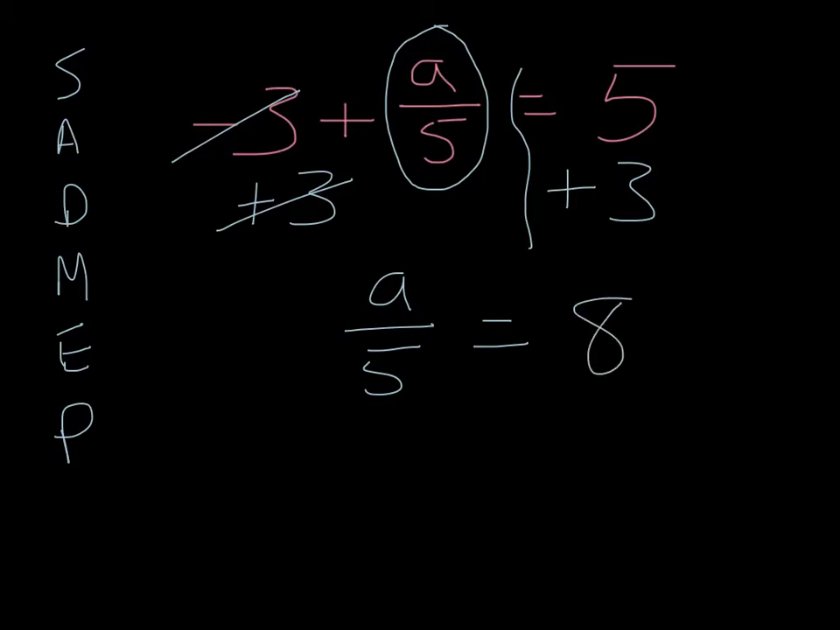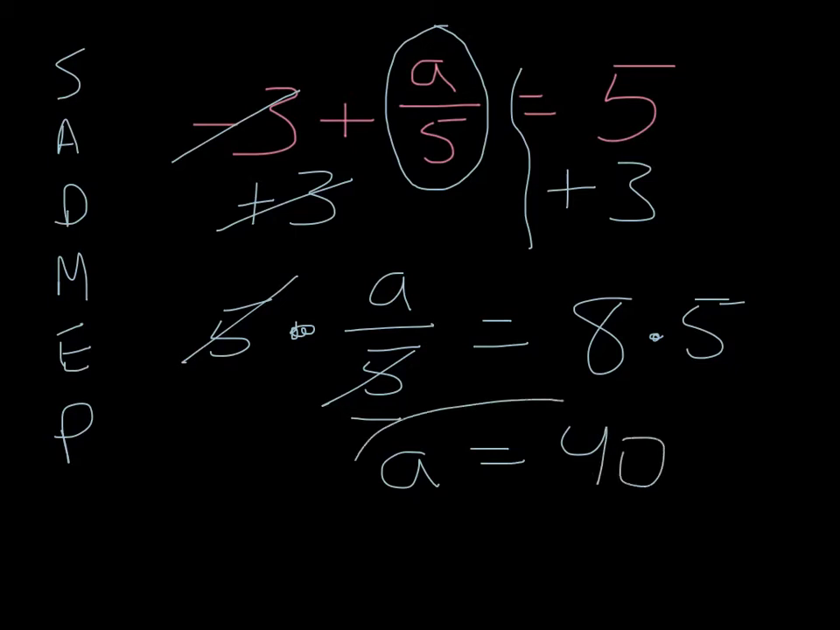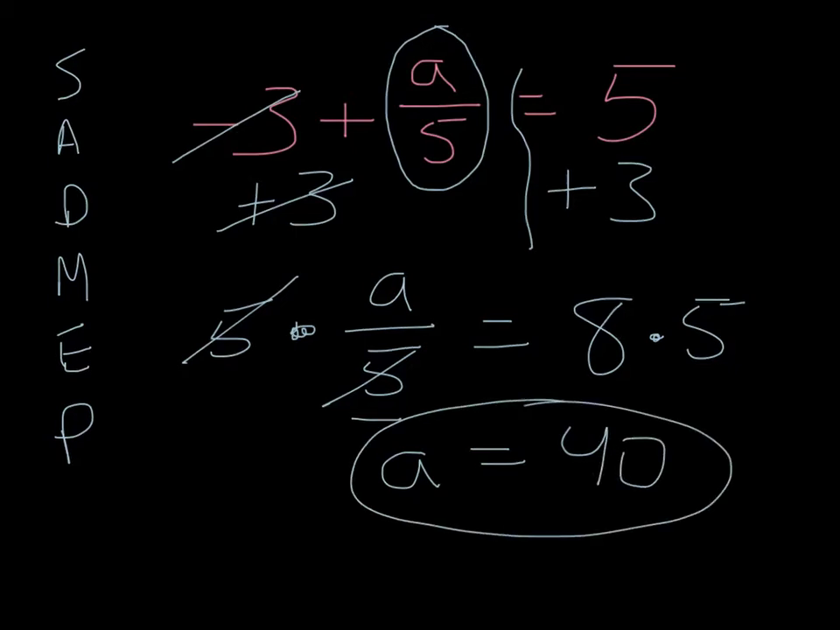So now we have division on this half with the variable, and we get rid of division by multiplying. So I'm going to multiply by 5 over here, and we'll multiply by 5 over here. And we get our answer of A equals 40. So hopefully you can see how we have to do 2 steps and do the order of operations backwards to solve for our variable.